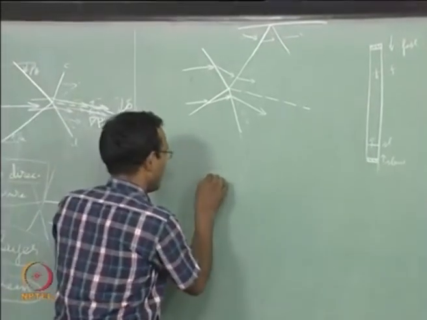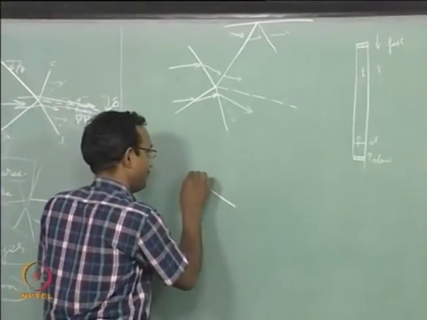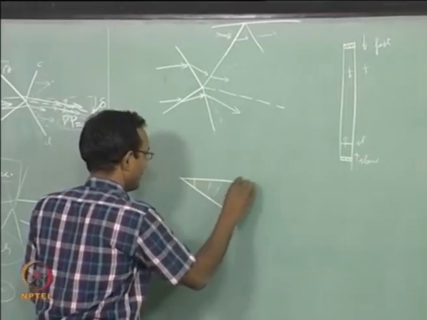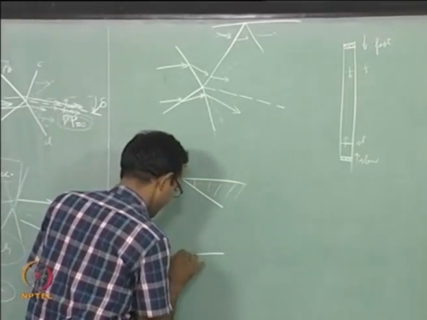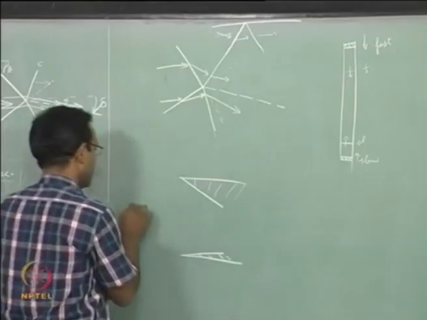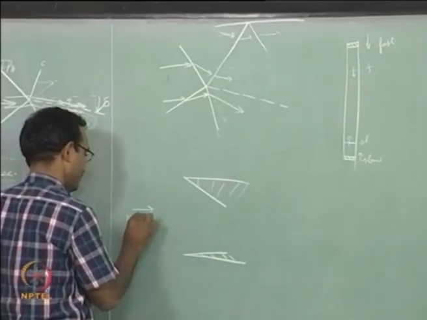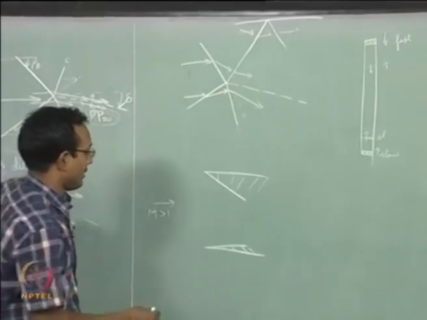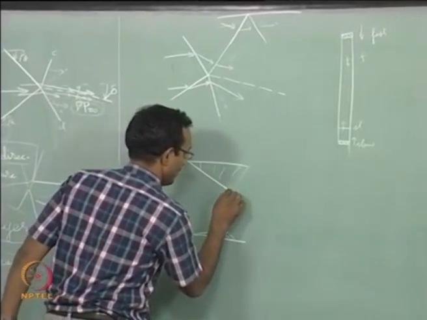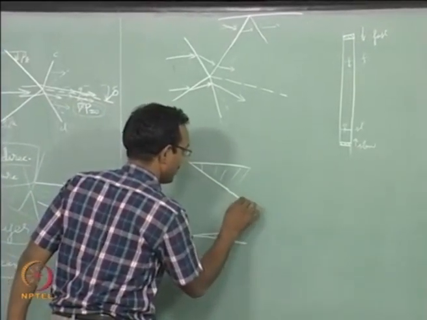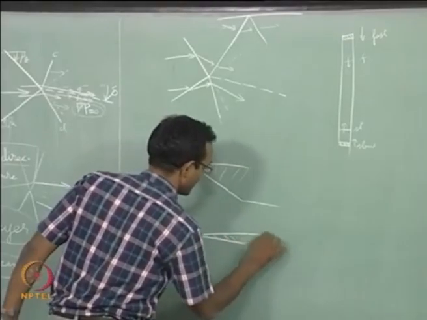If I currently pick a very complex problem, let us say I have a body like this in supersonic flow, and ideally I should not be drawing this beyond this point because I haven't taught you enough to go past this point.